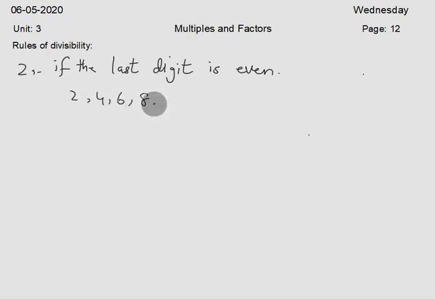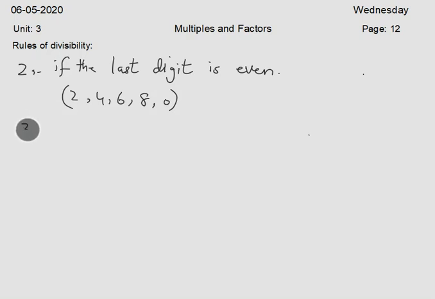Okay, we have the first number, 2. Which numbers can be divisible by 2? If the last digit is even, that number will be divisible by 2. What is even? If you see 2, 4, 6, 8 and 0 at the end of the number, that number can be divisible by 2.